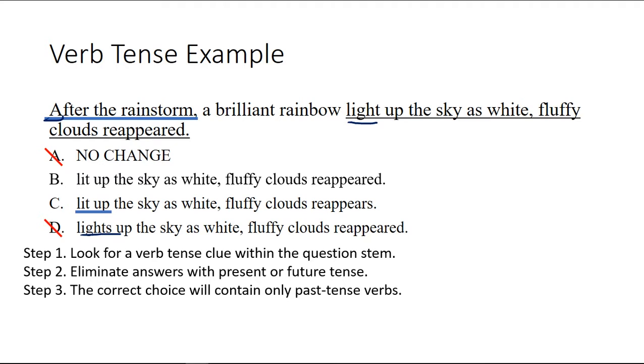The correct choice will only contain past tense verbs. So we've got in C, "lit up the sky." But then we've also got "reappears," and that's a present tense form. So we've got to eliminate C. That will leave us with B. And that's correct. So let's reread that. After the rainstorm, a brilliant rainbow lit up the sky as white, fluffy clouds reappeared. So all of our verbs are in past tense, and so that is the correct answer.